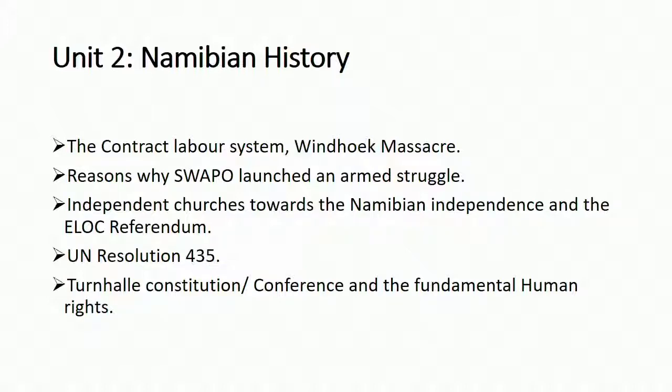Before we come to the Constitution, what was the Turnhalle Conference? And there are a lot of reasons here, things we have to look at. Remember, SWAPO did not participate in this conference. Neither the United Nations nor the OAU supported this. You should be able to give reasons as to why SWAPO and the OAU did not support this resolution, this constitution or the conference, the Turnhalle Conference.